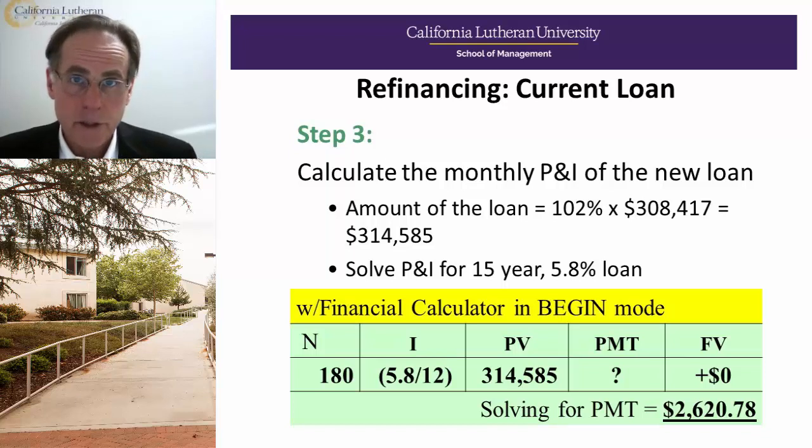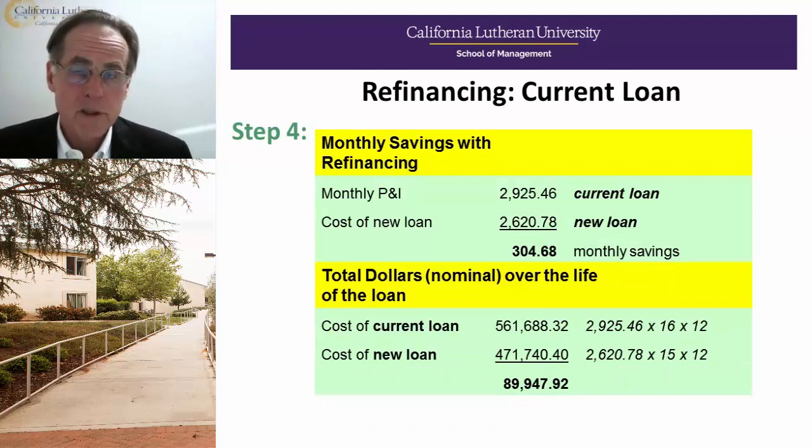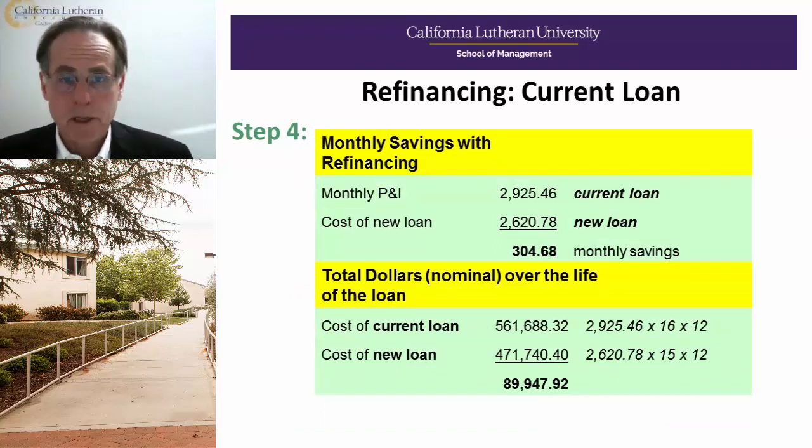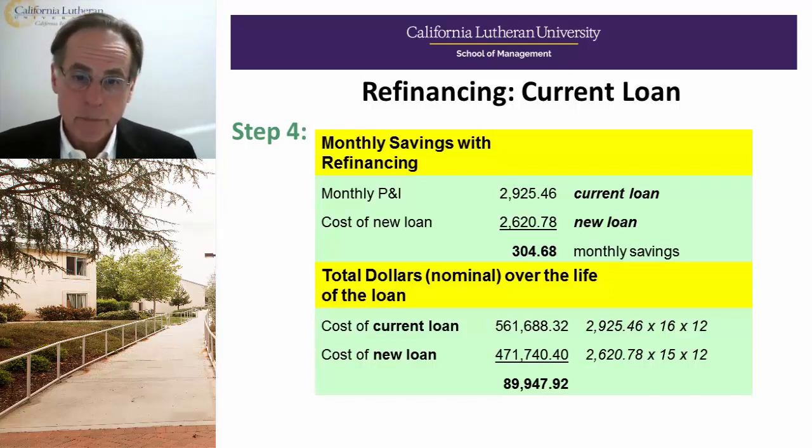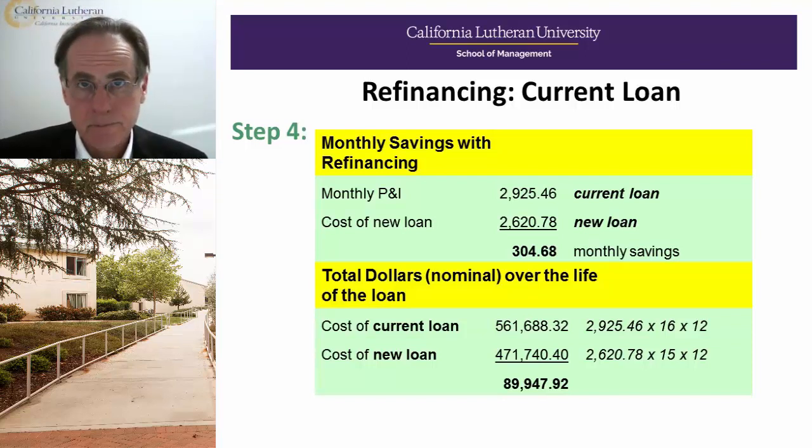Again, the future value is zero. This is a fully amortized loan. And solving for the payment, I get $2,620.78. This could be a very effective presentation to your client in showing them the savings. In this case, I'm showing that the current loan, as calculated, has a monthly payment of $2,925.46. The new loan would have a monthly principal and interest payment of $2,620.78, and that's a monthly savings of $304.68. That would be impressive to your client.